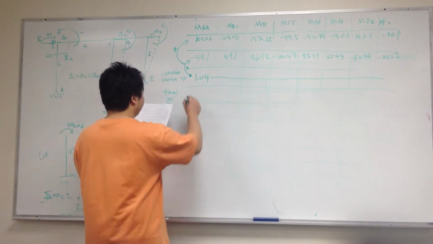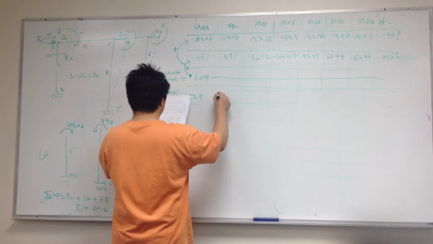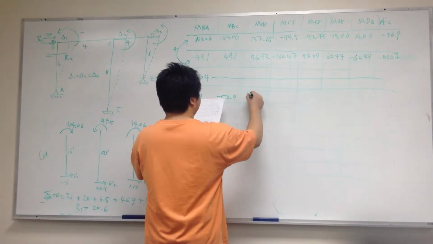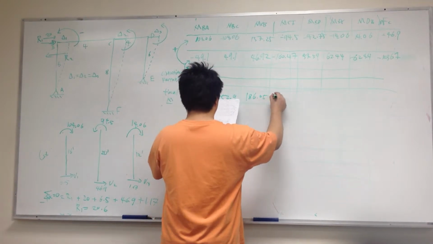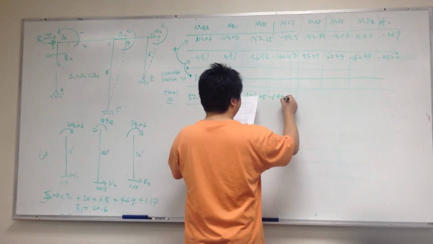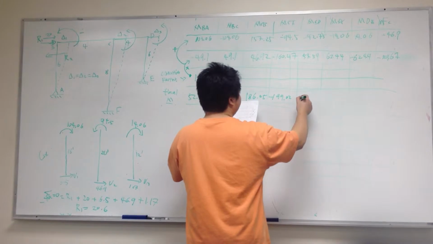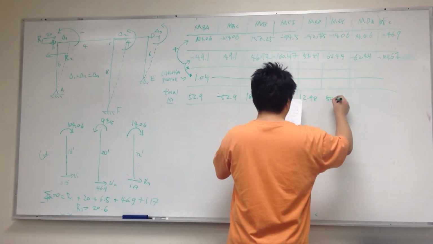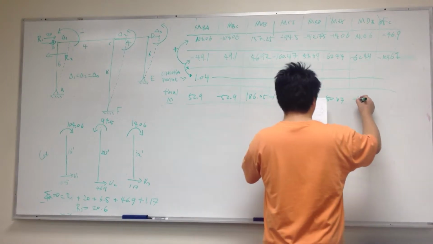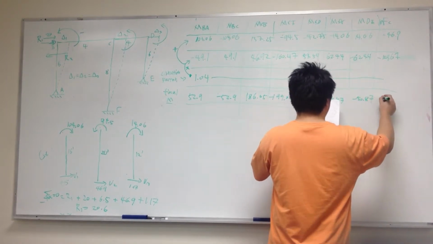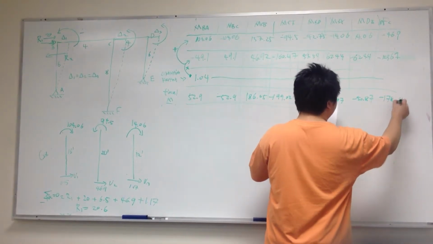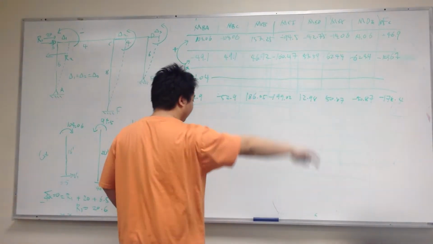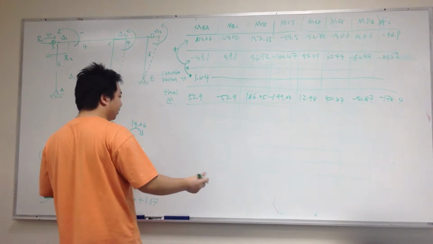So you're going to have 52.9, negative 52.9, 186.05, negative 199.0402, 12.98, 50.87, negative 50.87, and negative 178.4. So now we have all the moments for BA and everything. So now draw the moment diagram.